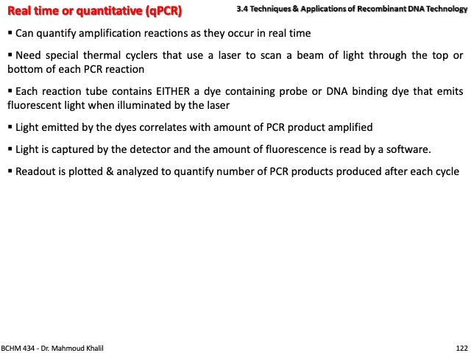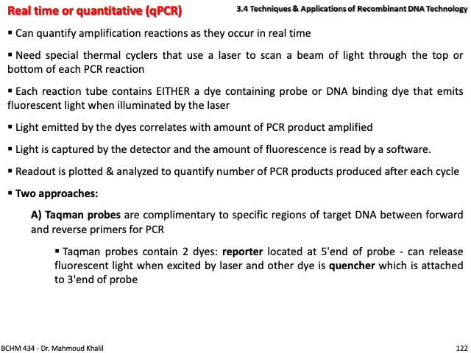The light emitted by the dyes correlates with the amount of PCR product amplified. Then the light is captured by a detector and the amount of fluorescence is read by software. The readout is plotted and analyzed to quantify the number of PCR products produced per cycle.